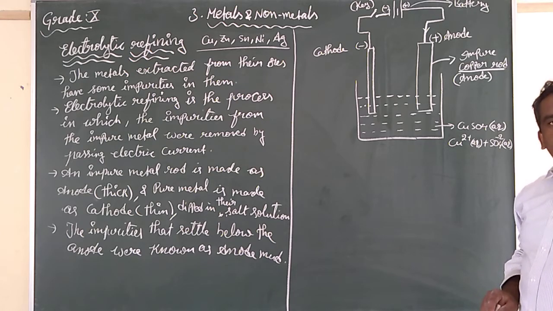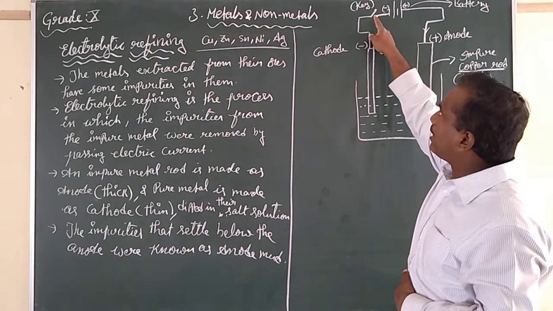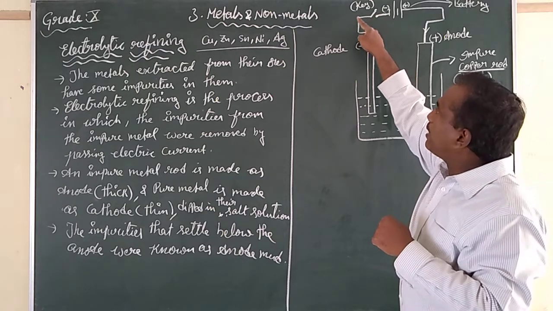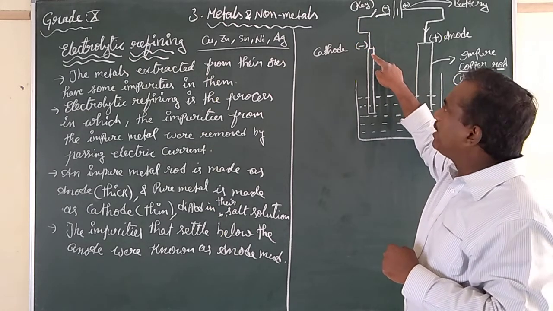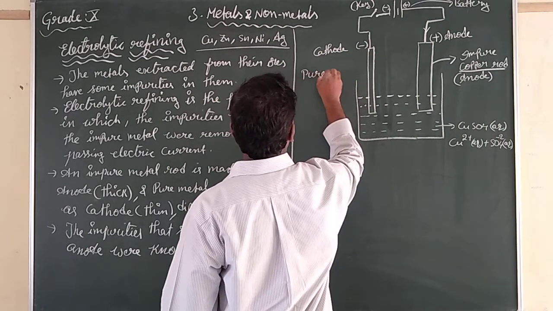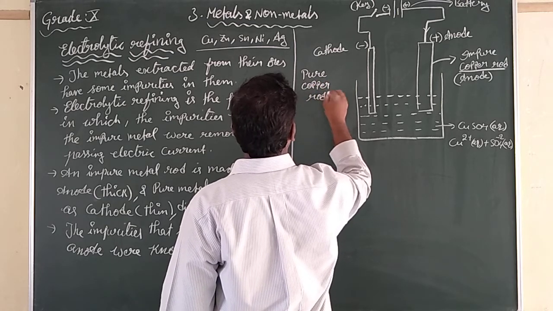It will be a little thick or broadened. And the negative terminal of the battery is connected with the help of a key. Once the key is turned on, the negative terminal will be connected to the cathode. This cathode is a pure copper rod.